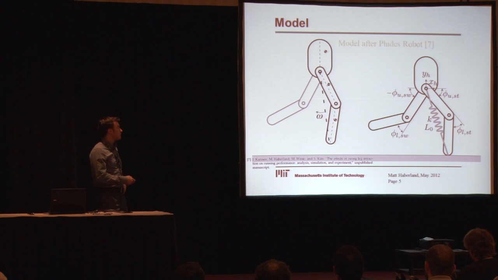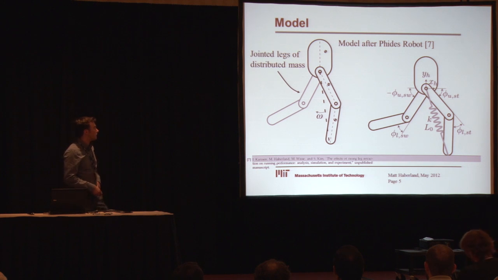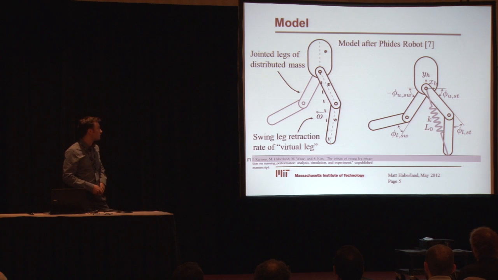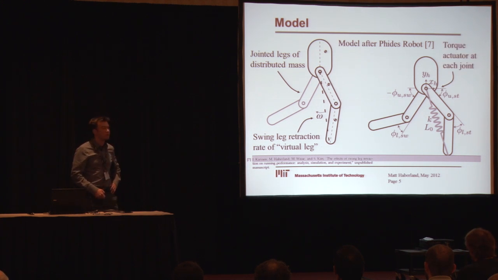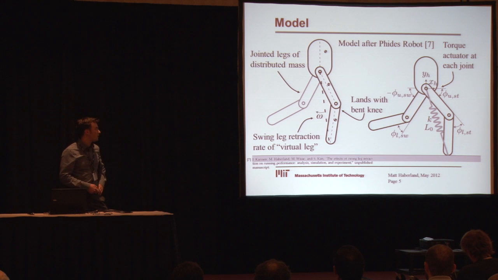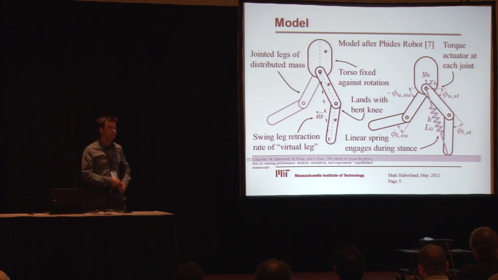Model the situation. I'm interested initially in the Fides robot, but we'll generalize to other machines. The joints and legs have distributed mass, so we model them with distributed mass. Swing leg retraction rate is measured as the angular velocity of the virtual leg, which extends between the hip and the foot. There are torque actuators at all the joints. The robot lands with a bent knee at a specific angle so that this linear spring can engage during stance, and then the torso is fixed like the real robot.